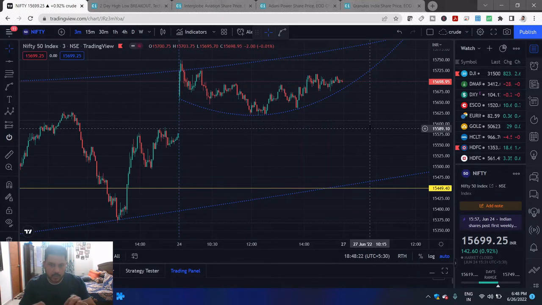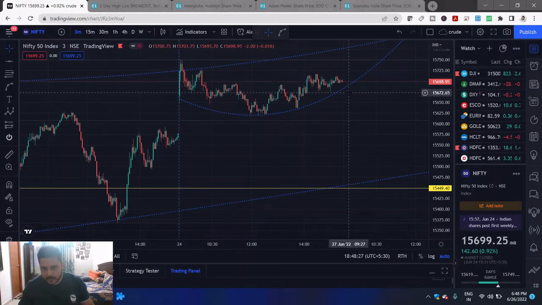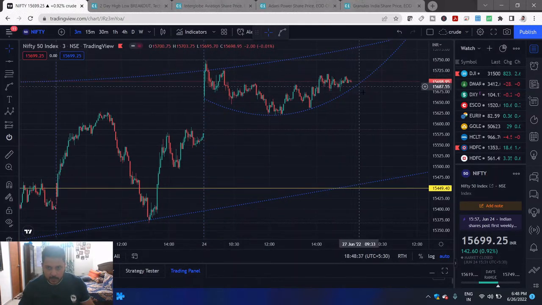Looking at the overall global scenario, I would suggest that it can gap down and close this gap and then start moving up. So anyways, this gap is closed on this day as well. So if we see market opening anywhere below this, we can go for short.